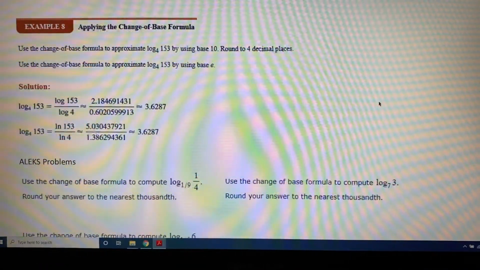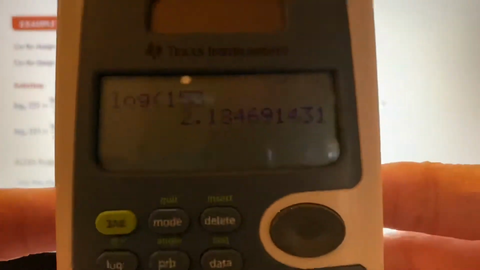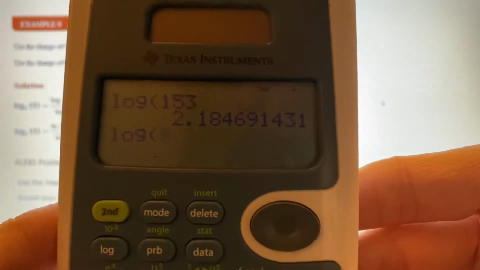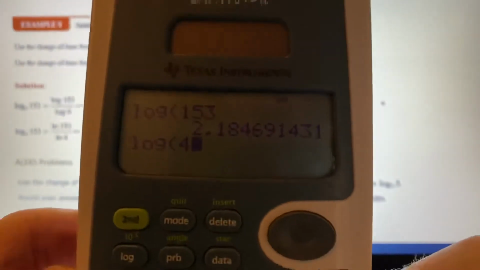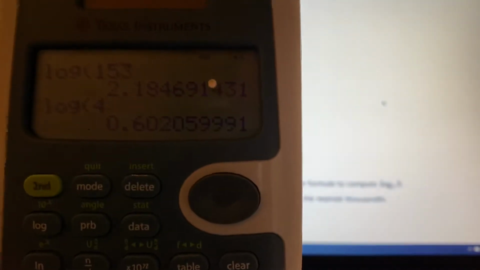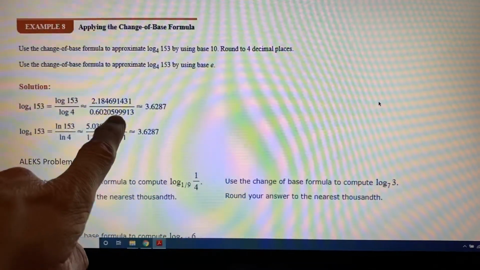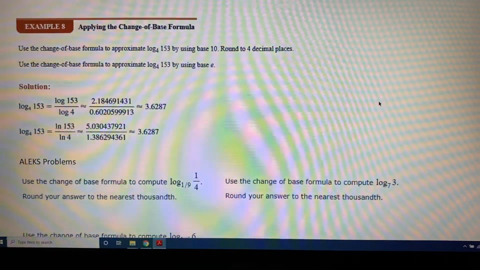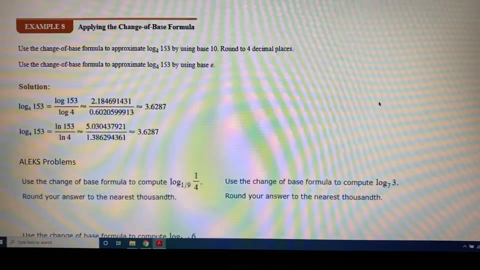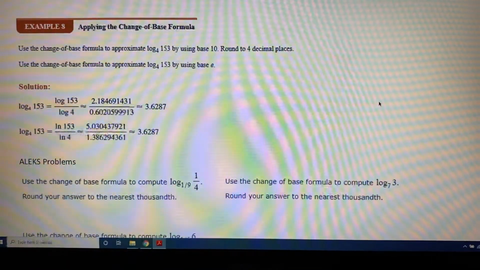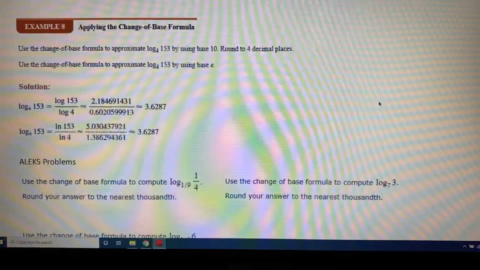In the denominator, they ask us for the log of 4. All right, so let's put that in. So we want the log of 4. Notice that I'm not closing the parentheses and I'm still getting the right answer. 0.602059991. Back to the book, and we see we get the same value. The textbook had an extra 3 at the end. Okay, now we divide those two decimals, and we get the value 3.6287. Notice that this is a rounded value, and we are rounding to 4 decimal places.